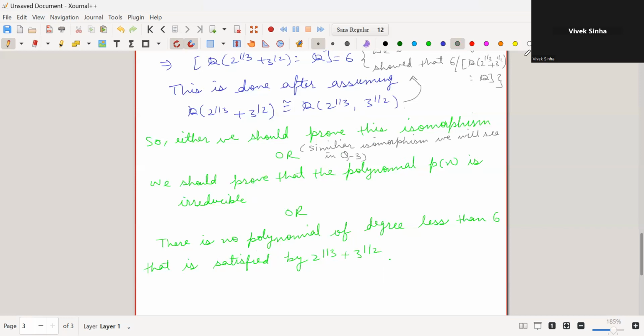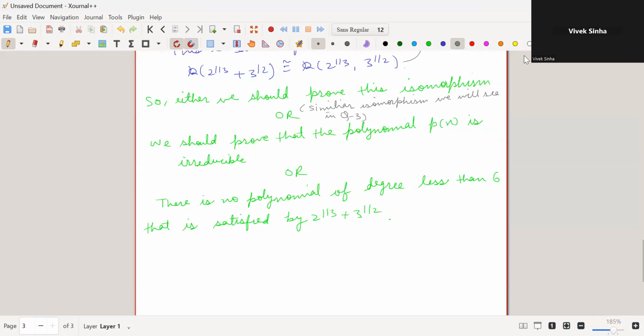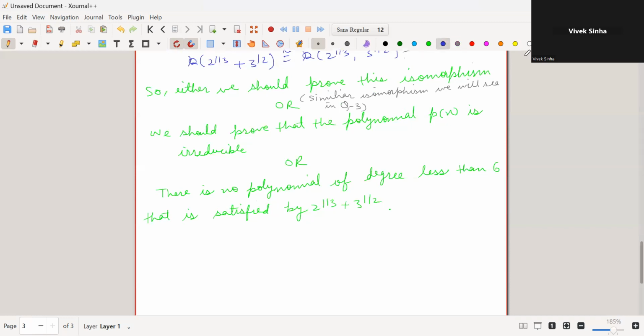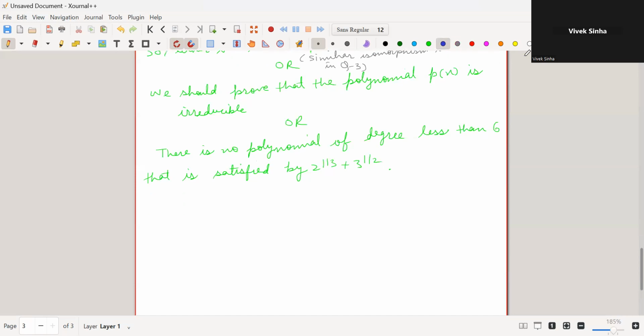So let's try the second one if we can do that. Otherwise, we will move to the third one. The first one is also true, but we will see that in the next one. So this one we are trying to see.